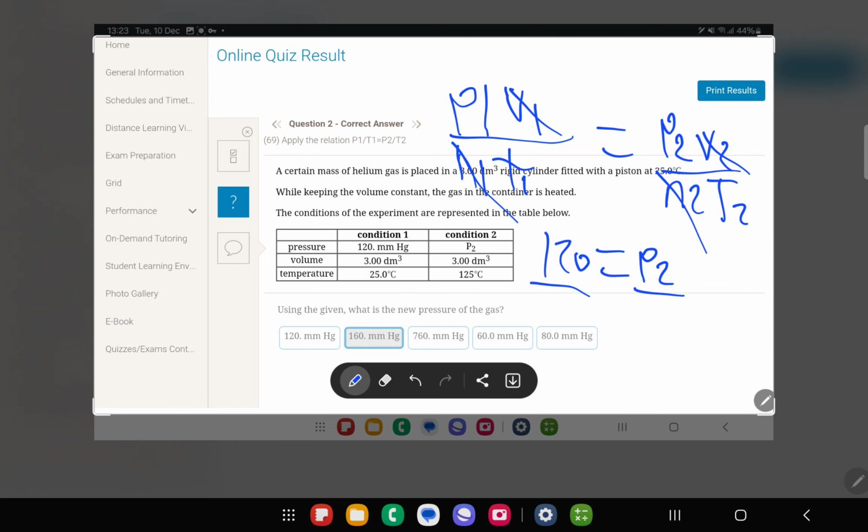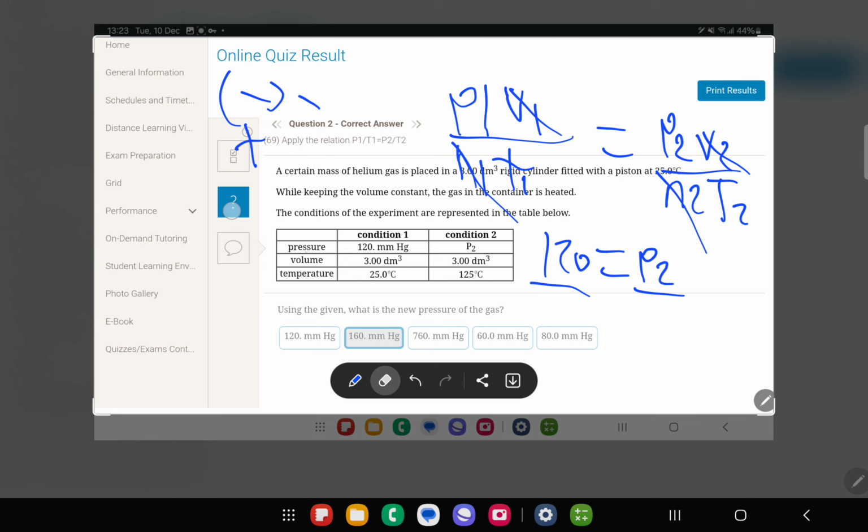Okay, now to add the temperatures. Before we add them, we don't add them as Celsius, we add them as Kelvin. Remember, whenever we solve these types of questions, temperature has to be in Kelvin. Now, how do we convert from Celsius to Kelvin, you ask? 25, we just add 273. From Celsius to Kelvin, we add 273. From Kelvin to Celsius, we subtract 273.